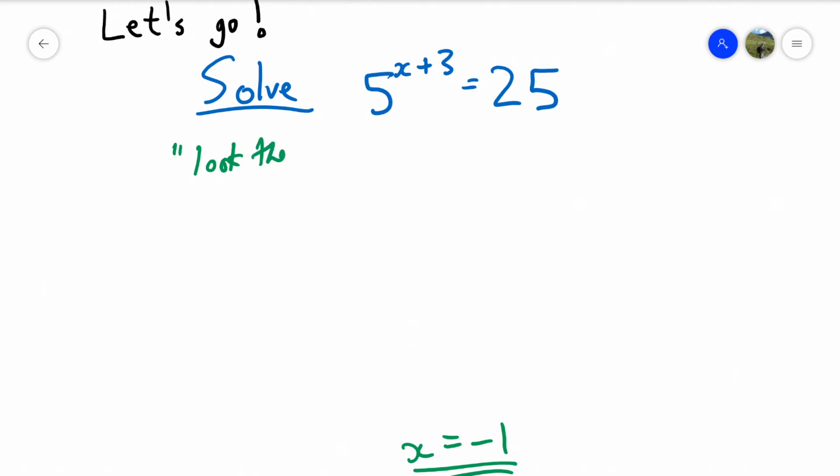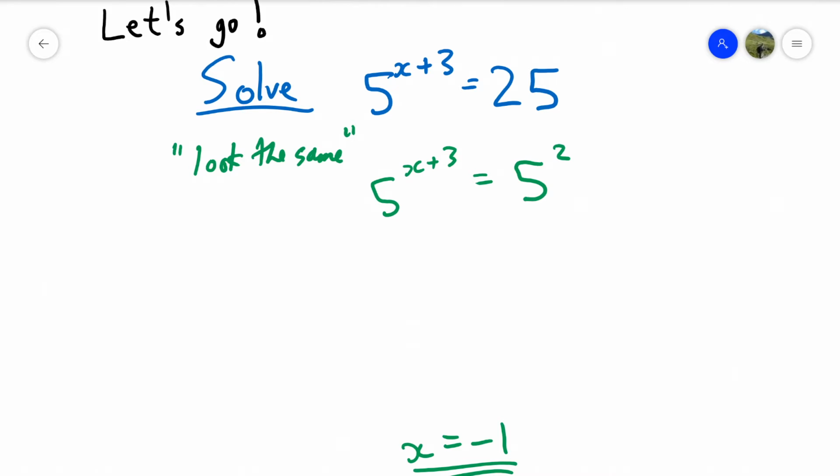Look the same. I need to make this look the same. I've got one item with an x stuck in it. That says not likely I can do much with that. Can I make this look the same? I want this to look like 5 with a number above it. Oh, 5 squared. Got it.